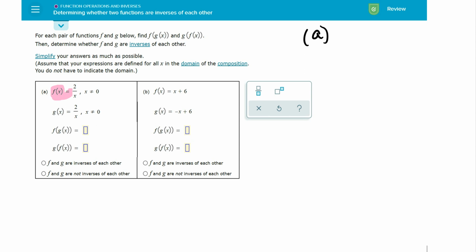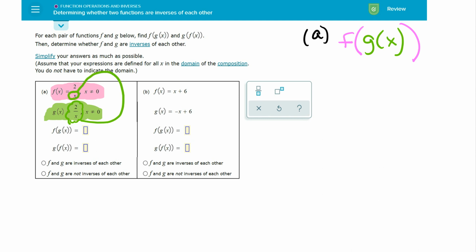For part A, I'm going to shade f of x in pink, and I'll be doing g of x in green. So what I'm first going to do is calculate f of g of x. You are literally going to take the g function, the green one, which is 2 over x, and plug it into the pink function where its x is. So f of g of x, the f function is 2 over x. But you're going to take that x out, and in its place you're going to put 2 over x.